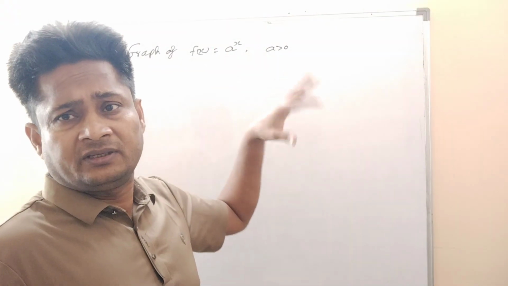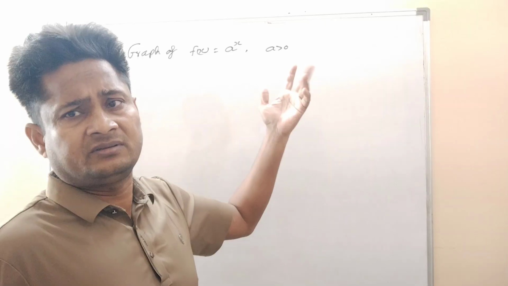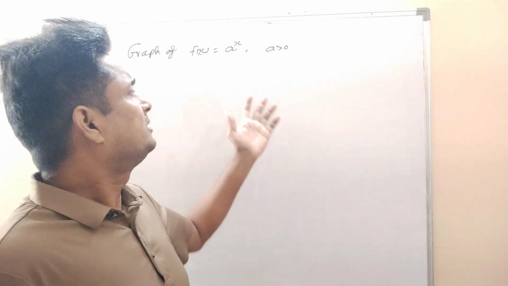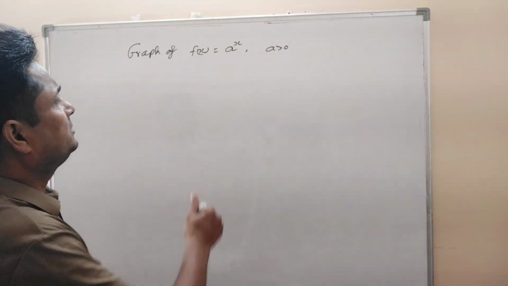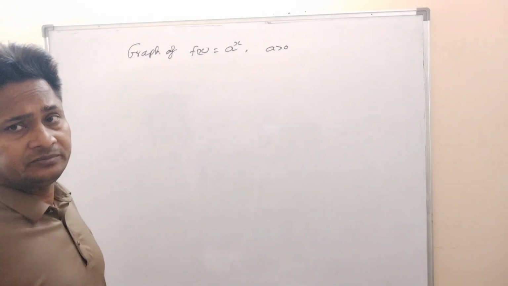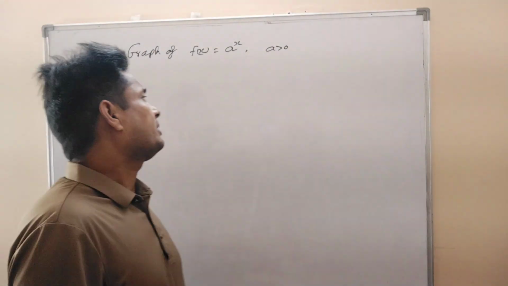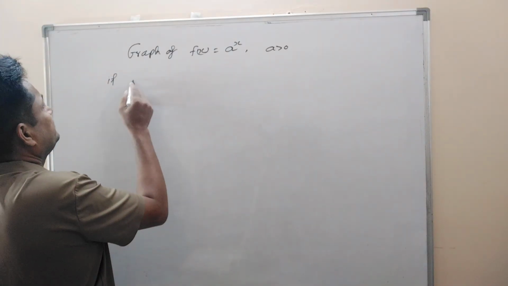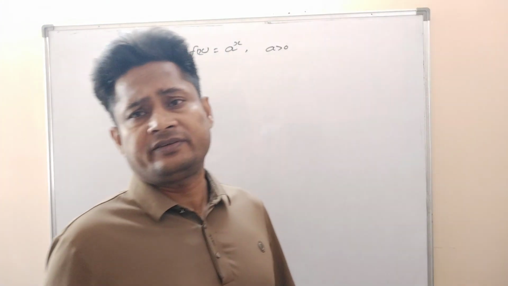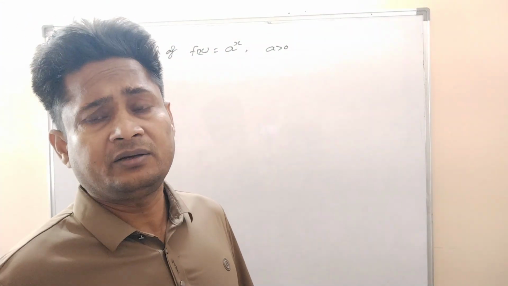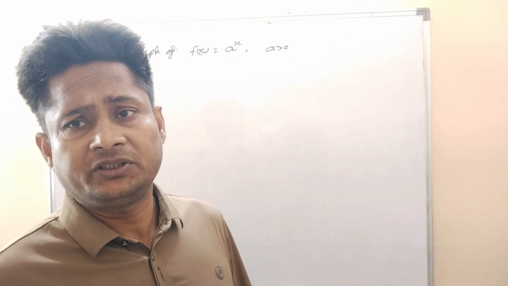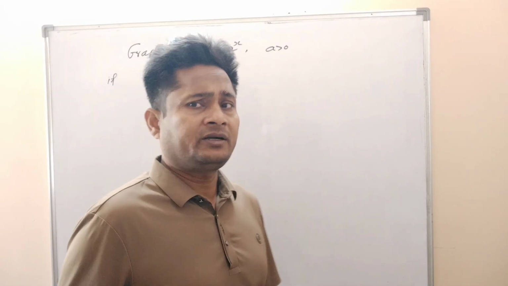If a is negative, then the graph will be of an arbitrary type. It will be discontinuous for some values. So let's discuss this function for a positive. The graph of this function will have a different pattern for a greater than 1, and when the value of a lies between 0 and 1, there will be a different pattern.